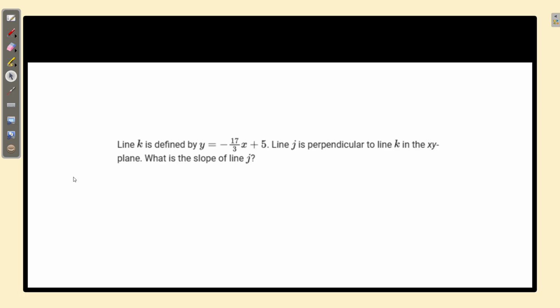So on to the next question. Line k is defined by some equation. Line j is perpendicular to line k in the xy plane. What is the slope of line j? Well, if we remember, there are two distinct things about slope we're trying to remember here: what is the slope of a parallel line, and then ultimately, our answer is looking for the slope of a perpendicular line.